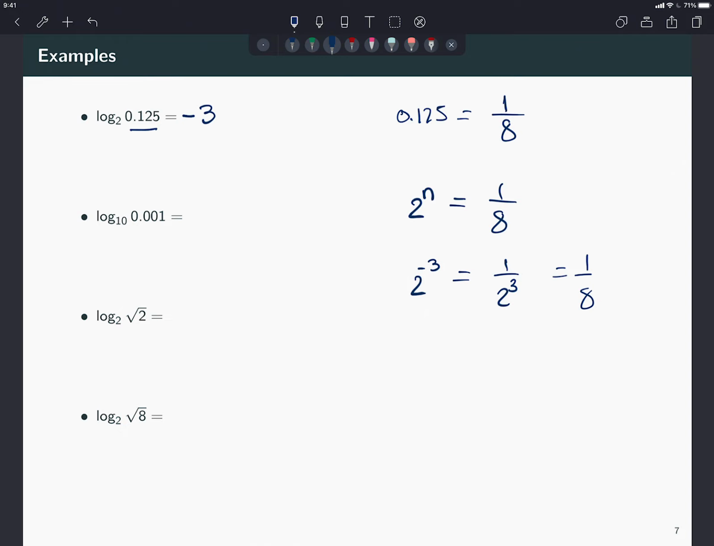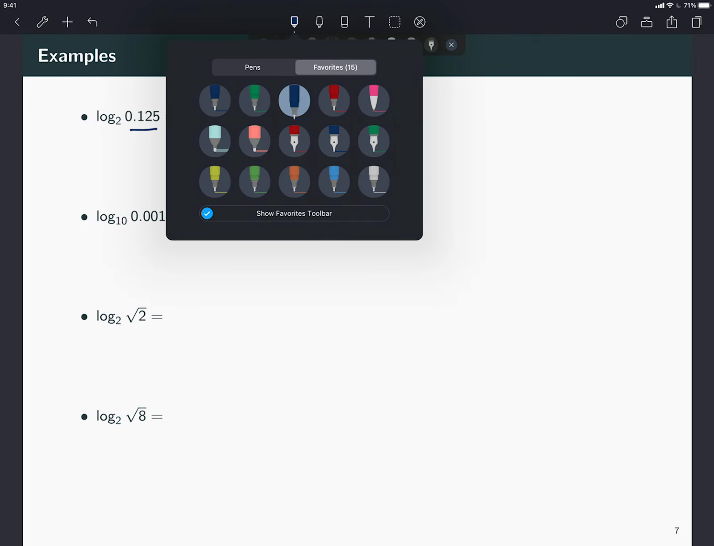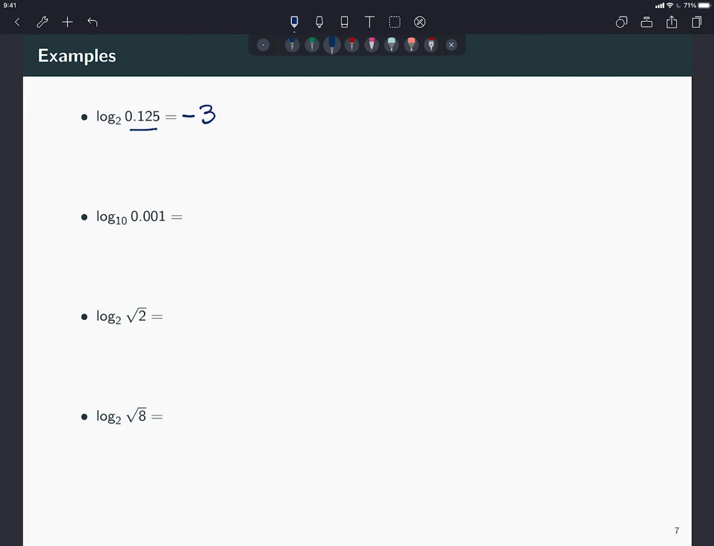So 2 to the negative 3 is 0.125. The next example is pretty similar. I have 0.001, and now my base is 10. So when my base is 10, it's pretty simple. I'm counting decimal places. You'll see that if you get used to this.